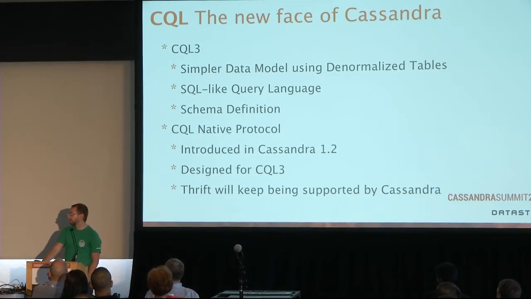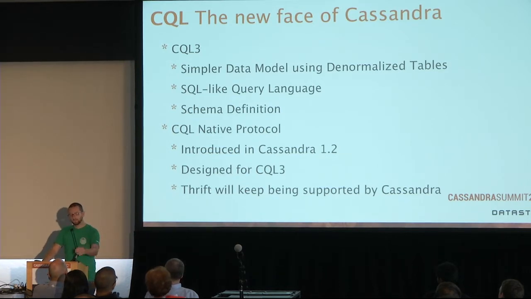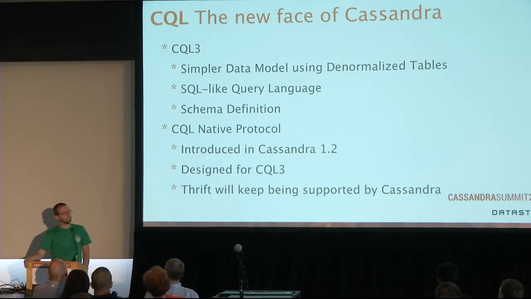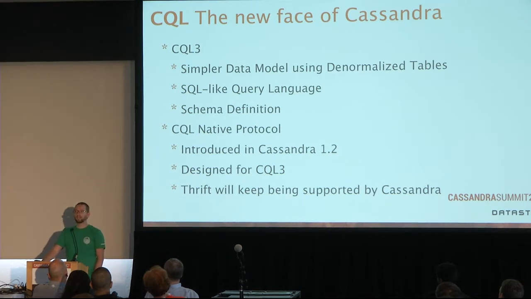So here you've got a real schema definition. And maybe what you haven't seen, because there's a lot of noise about CQL, is that CQL also comes in Cassandra 1.2 with a new native protocol. That's a protocol that will come as a replacement for Thrift.